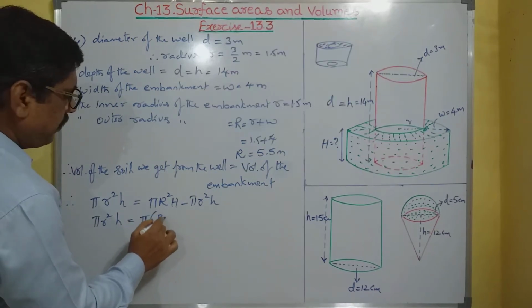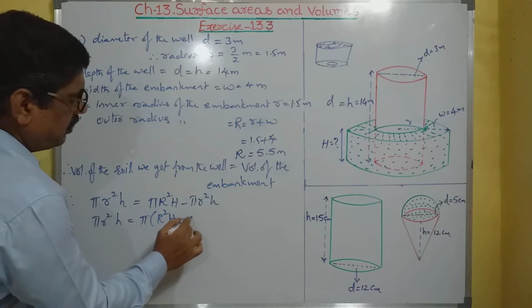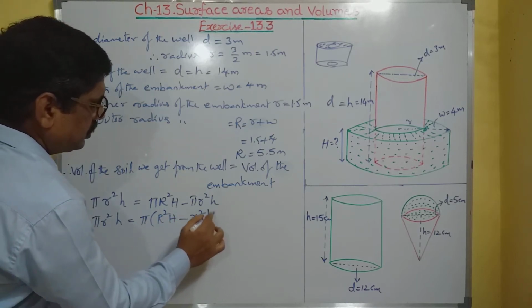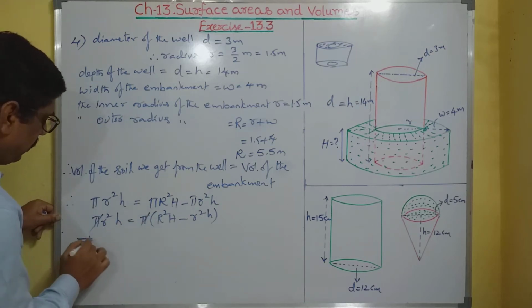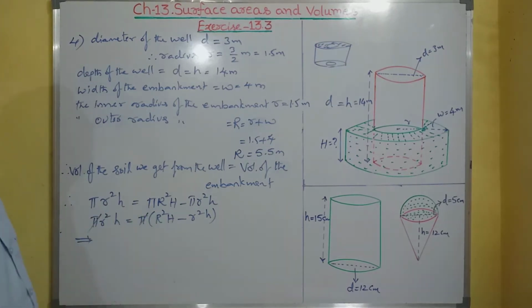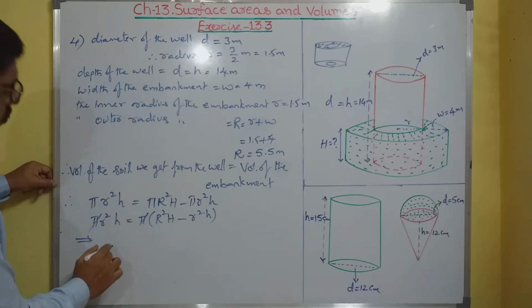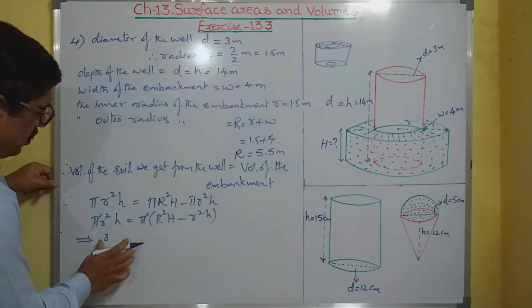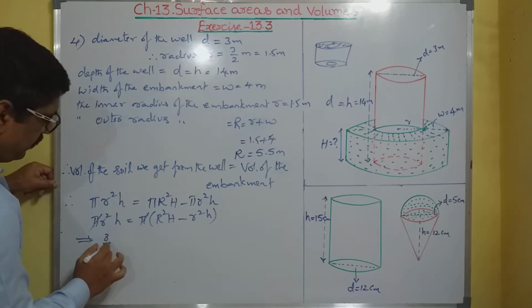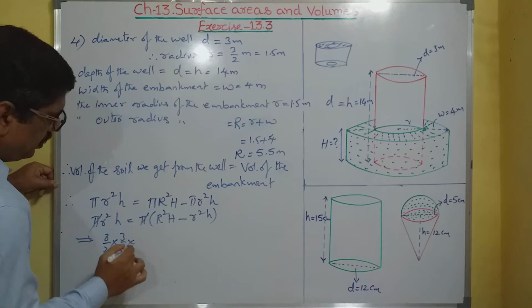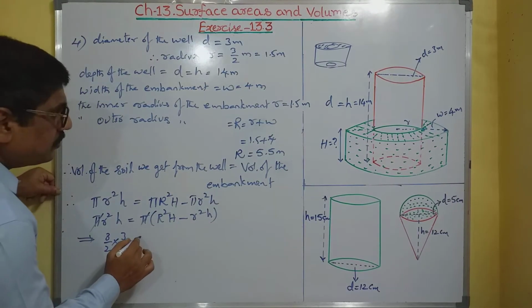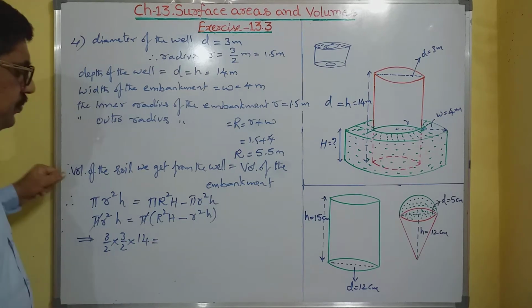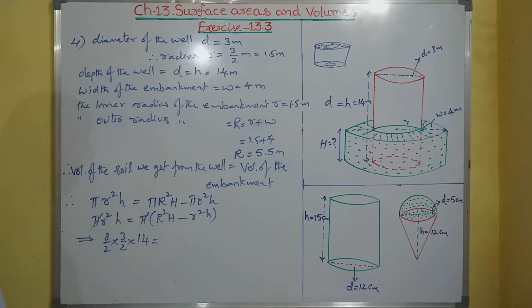Is equal to pi into capital R square h minus r square h. Okay. Now let us cancel pi and let us substitute the dimensions, the values of the radius and height. Now what is the radius? 1.5. Okay, let us write it as 3 by 2 into 3 by 2 into small h. Small h is the height of the well, that is 14 meters, is equal to capital R square h.